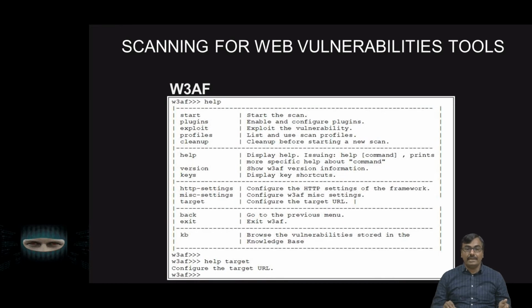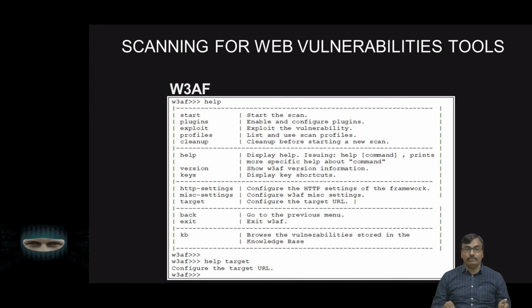Version keys are there, HTTP settings. So it will configure the HTTP settings of the framework also. Miscellaneous settings are there, MISC. Then after, target, so the target URL we have to configure. Back, go to the previous menu. The exit command is used to exit from W3AF. And knowledge base, KB, browses the vulnerabilities stored in the knowledge base. So we can get the knowledge of whatever vulnerabilities were found inside KB.